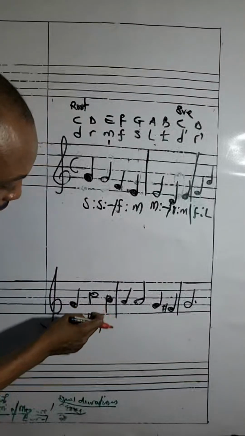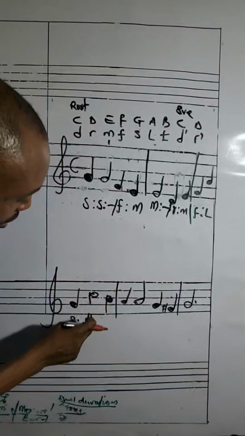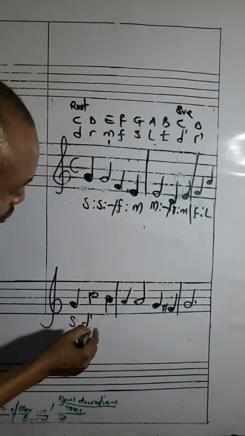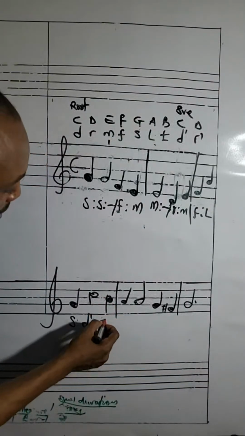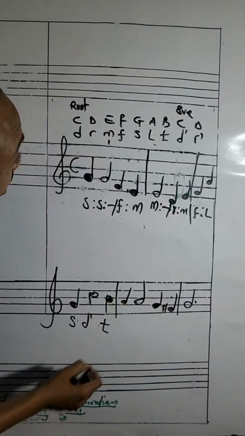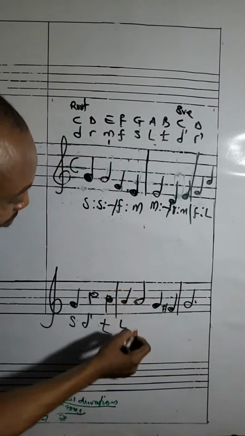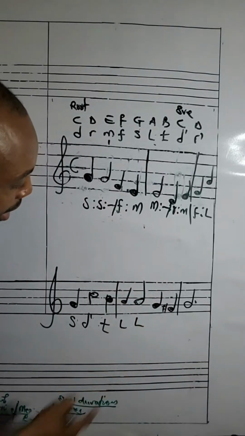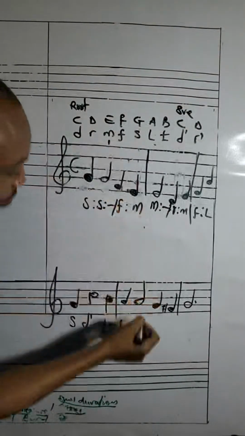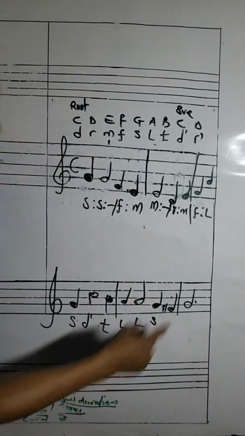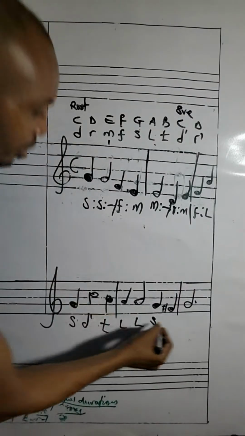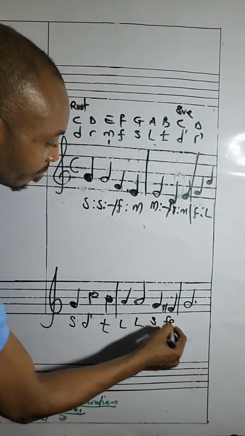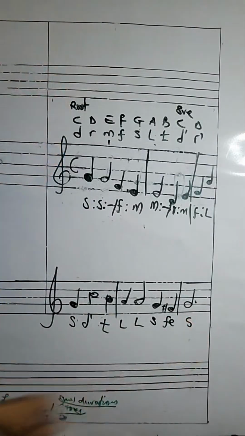What is this? Let me remove all this. Do, and then what is this? Your B. My B is Ti. I have my A here, La. I have my A again, La. Then I have my G again, which is So. Then I have my F sharp. That F sharp now has added a chromatic note, Fi and So.